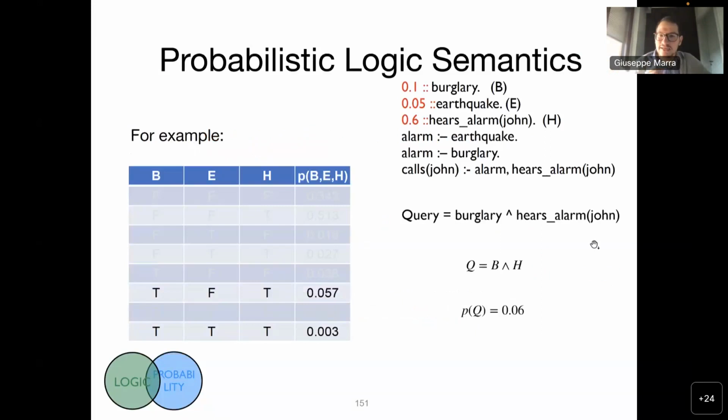So if we pick the Problog case, the program we had before, we say, okay, our query is just burglary and alarm and John. Well, what you can do here is go over all the worlds and pick only the ones that satisfy this query, which are only these two, and then you can sum their probabilities.